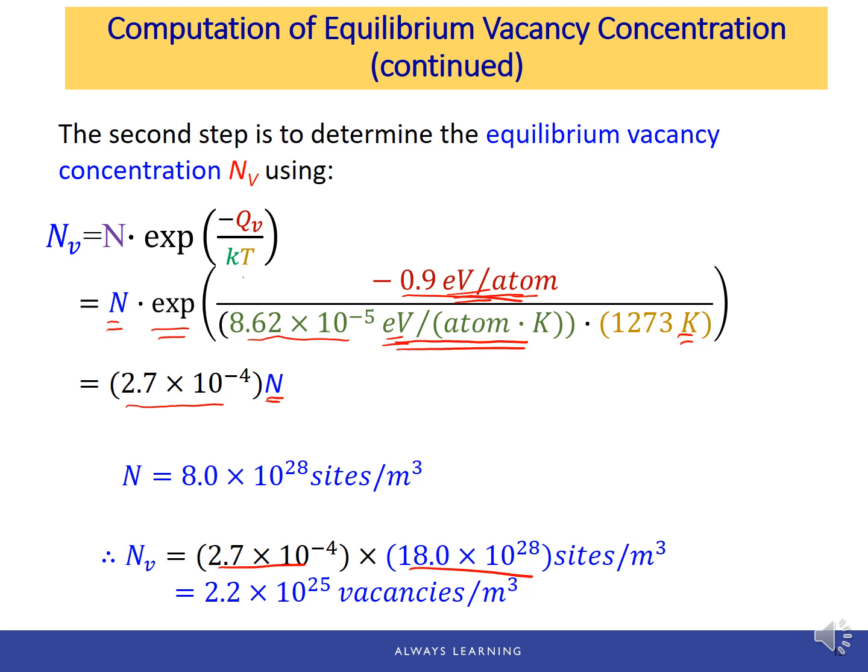and the final answer for equilibrium vacancy concentration NV is 2.2 times 10 to the power of 25 vacancies per cubic meter. Well, that's actually a huge number.